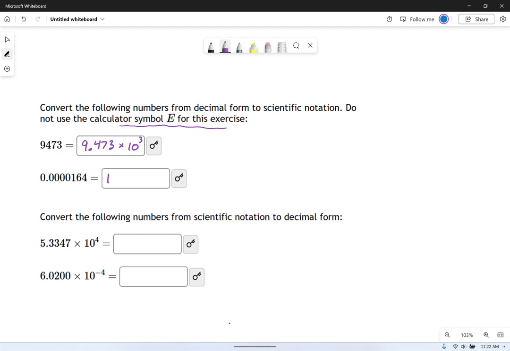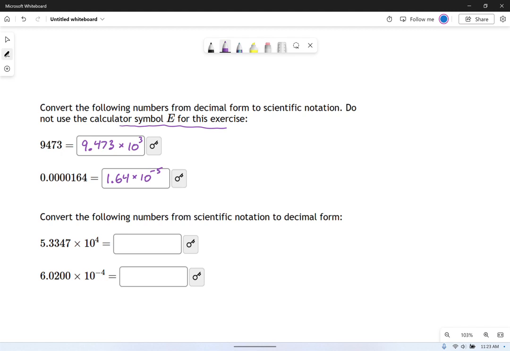This next one, I'm going to say, okay, that is going to be 1.64 times 10 to some power. Let's figure out what that power is by counting hops. 1, 2, 3, 4, 5. Now, because the decimal is going in the other direction, we have to say -5. If I did 1.64 times 10 to the positive 5th power, it'd be like 164,000 or something. So this was a very small decimal. We have to make sure there is a negative sign on that exponent.